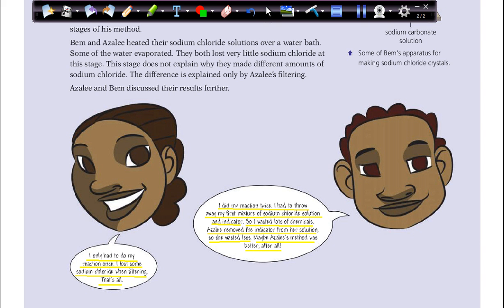So also when he threw away the mixture, he lost chemicals, and this is his mistake also, because he wasted these chemicals. So next time he can use Azali's method by removing the indicator using charcoal or something. But also when he started using charcoal, he found that charcoal sucked some of the sodium chloride, but he can see that this way is better than his.